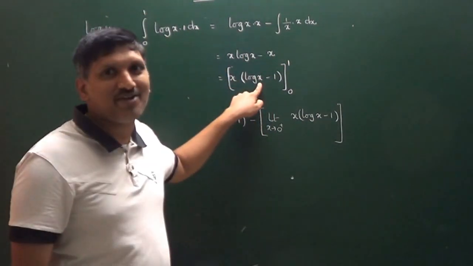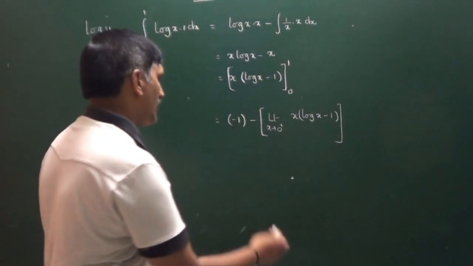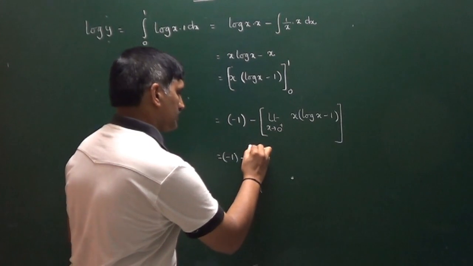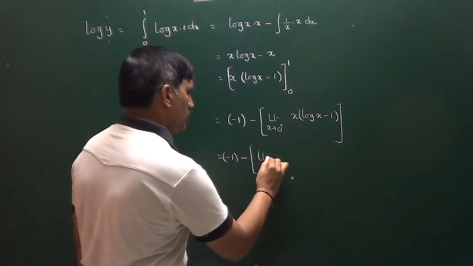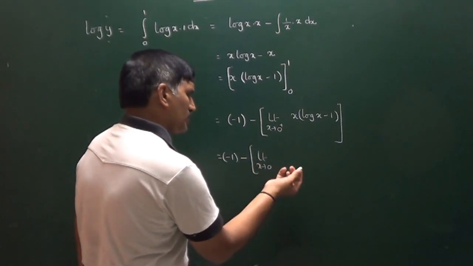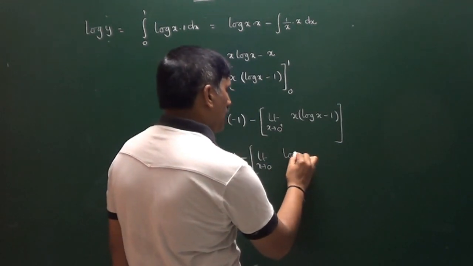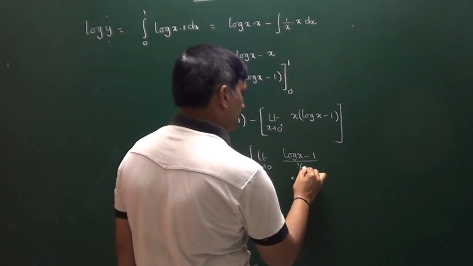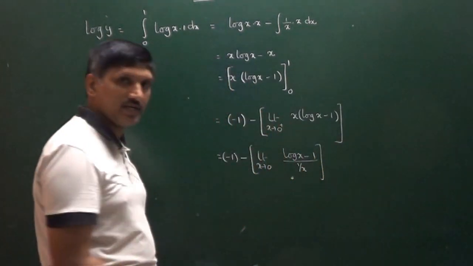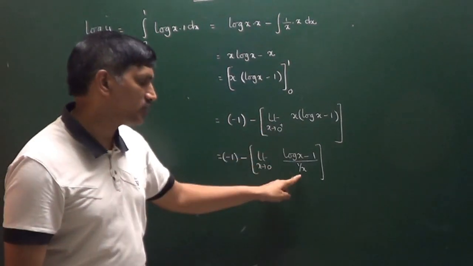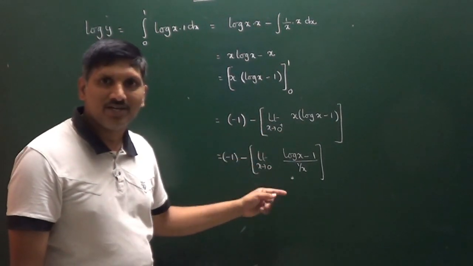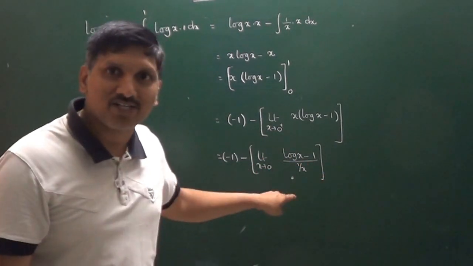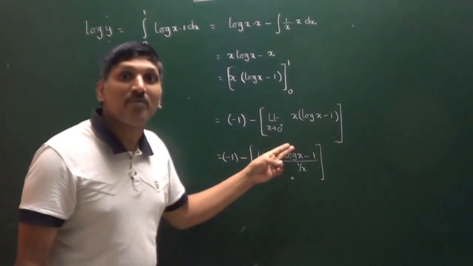Yes, logarithm is defined only for positive real numbers. So we can simplify further as minus 1 minus the limit as x tends to 0 plus, meaning positive real numbers, of log x minus 1 divided by 1 by x. That we can write in that way, x written as 1 by x. Now you can see the numerator is not defined, log 0 is not defined, and the denominator is also not defined: not defined by not defined.